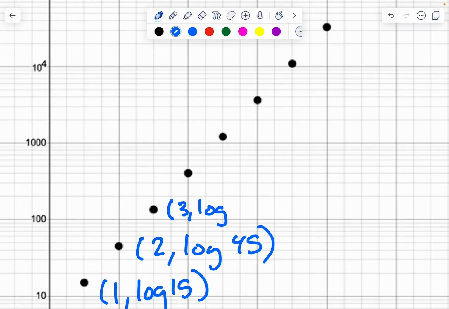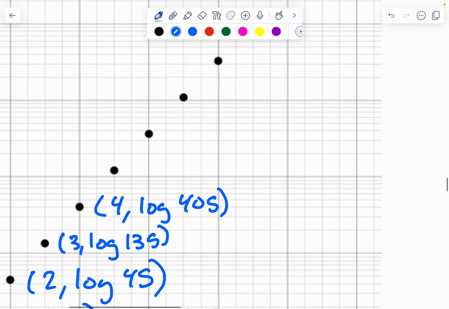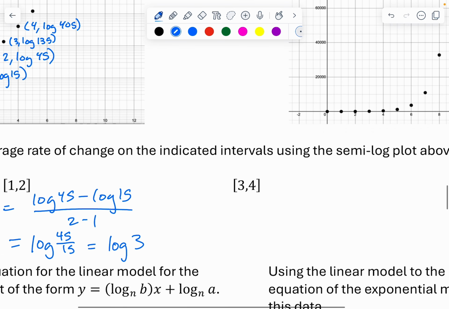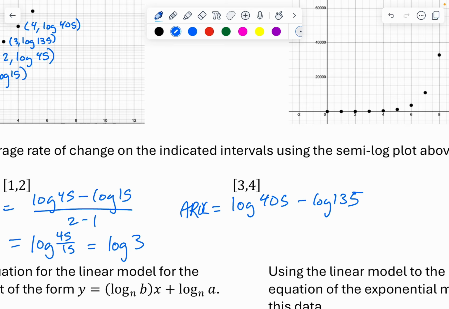And this is log of 135, and then the 4 was 4 comma log of, I think this is 405. Let me verify. It is. Okay, so this becomes log of 405, the average rate of change, minus log of 135, over 1, but I'm just too lazy to write that. 4 minus 3 is 1. So this would equal log of 405 divided by 135, and hopefully you realize that that's log of 3.